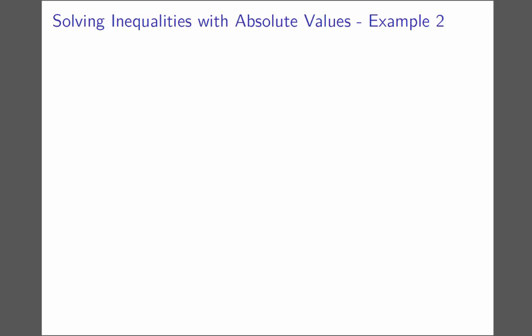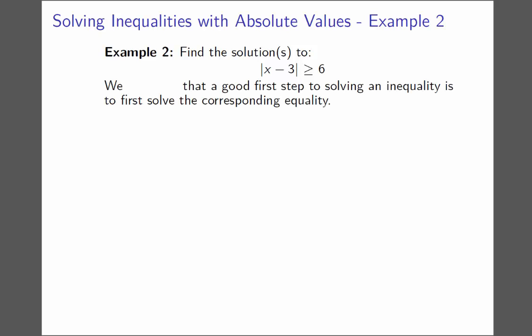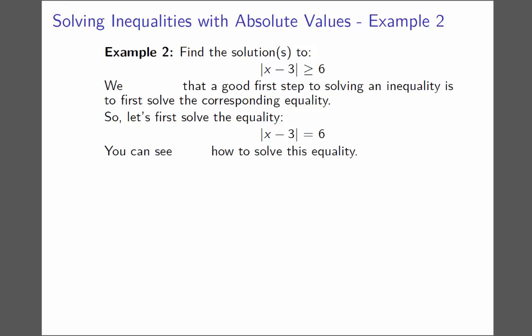We will continue to look at how to solve inequalities that involve absolute values. In this example, we'll find solutions to the absolute value of x minus 3 is bigger than or equal to 6. We saw before that a good first step to solving an inequality is to first solve the corresponding equality. So let's first solve the equality, absolute value of x minus 3 equals 6. If you would like to see it done out, you can click the purple link now.